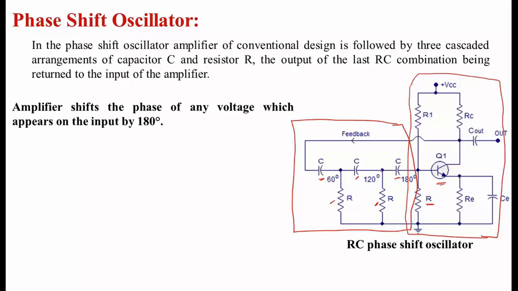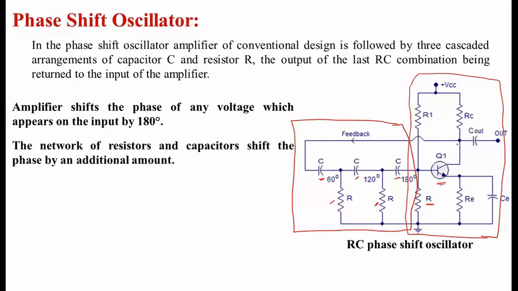In this oscillator, the amplifier shifts the phase of any voltage or signal which appears on the input by 180 degrees. We know that in a common emitter amplifier, where we take the output from the collector, there is a phase difference of 180 degrees. And the network of resistors and capacitors shifts the phase by an additional amount. Since this is an RC combination, it also provides some phase shift, and the combination of these three RC connections provides some phase shift in the signal.